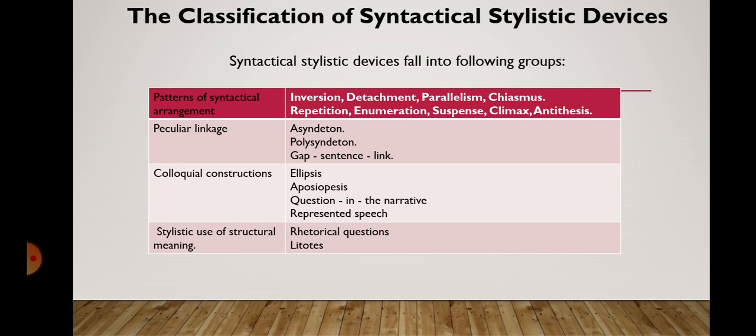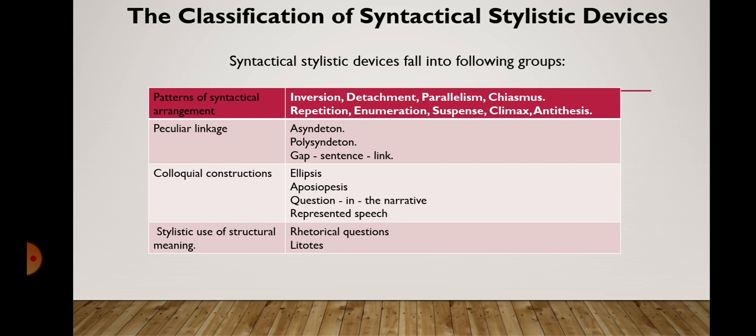Stylistics takes as the object of its analysis the expressive means and stylistic devices of the language, which are based on some significant structural point in an utterance, whether it consists of one sentence or a string of sentences.